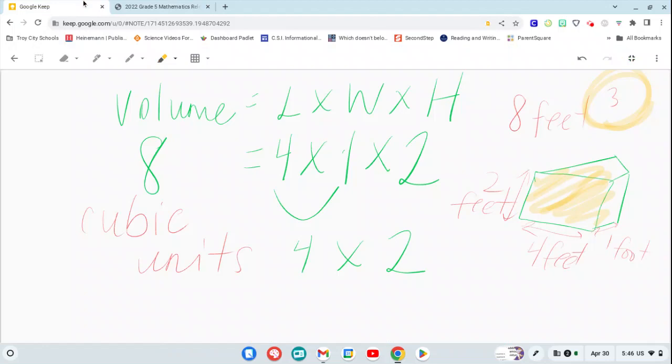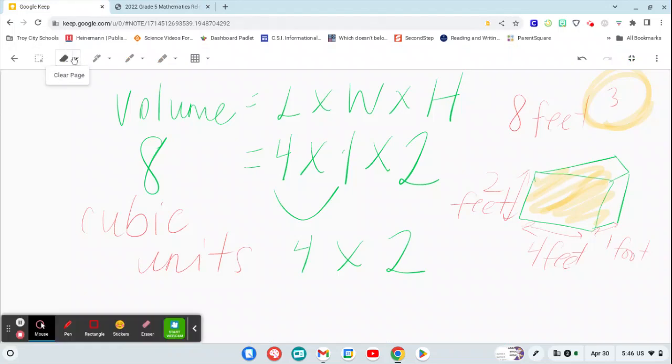So let's go back to basics here. Let us talk about fourth grade for a minute. In the fourth grade, your student learned about finding the area of a rectangle. So let me briefly walk you through area versus volume, how they're similar and how they're different.